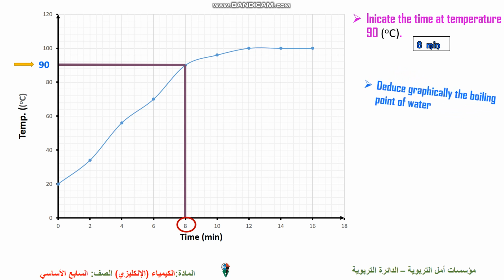Also, I can deduce from this graph the boiling point of water. Let's review what we mean by boiling point. Boiling point is the temperature at which a liquid changes into gas. How can I deduce it?